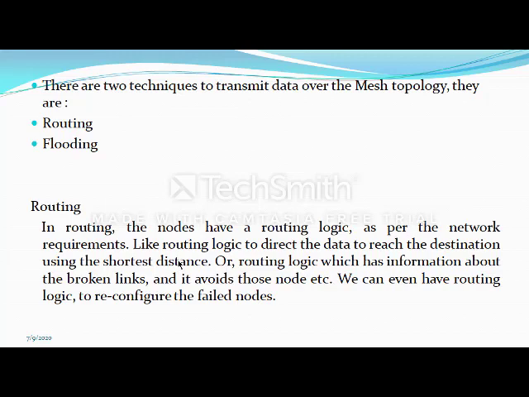Routing logic has information about the broken links and it avoids those nodes. We can even have routing logic to reconfigure the failed nodes. That is nothing but adaptive routing. So whenever something fails, it can be automatically reconfigured by using the routing algorithm.